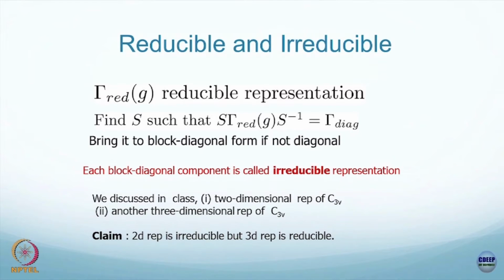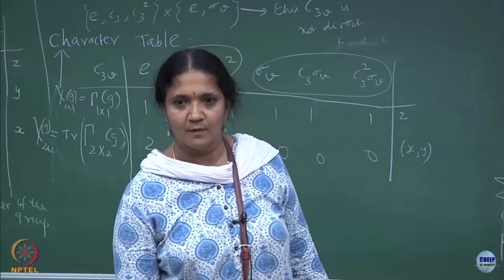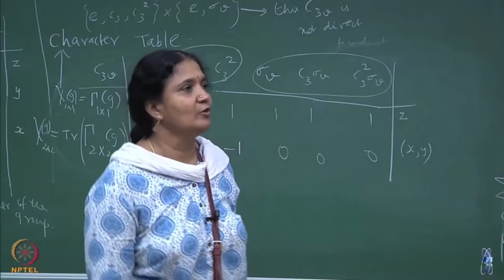So, the 2D is irreducible. The 2-dimensional representation, the 2 cross 2 matrix representation, I am writing a short form as 2D rep, is irreducible, you cannot break it further. But the 3D representation, the 3 cross 3 matrix representation for the same group, is reducible. You can find an S which brings it to block diagonal form. Now let me put in the notations.